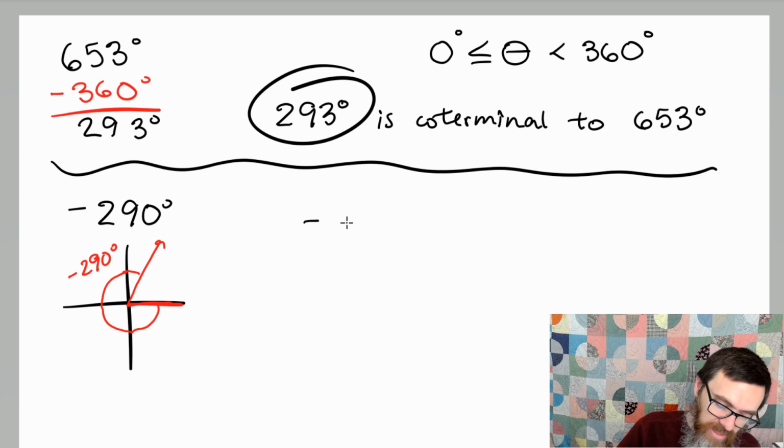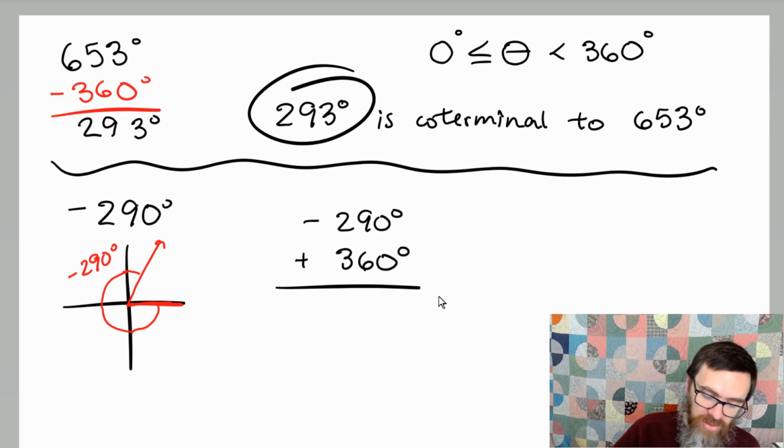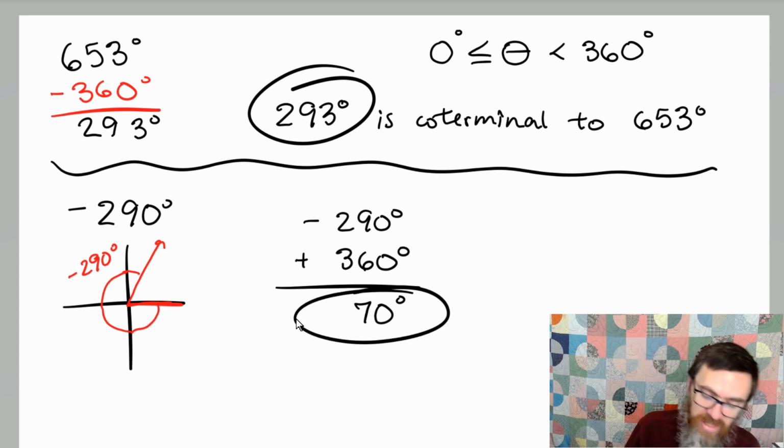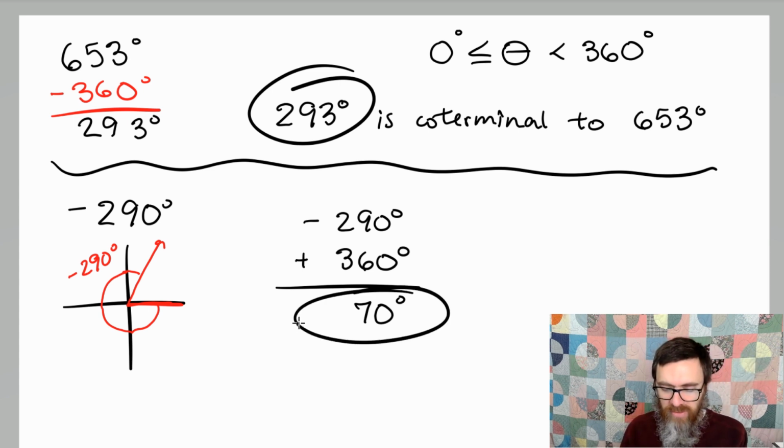But what if I take negative 290 degrees and add 360 degrees? When I do that, I end up at 70 degrees, which makes sense with my picture. So 70 degrees is the angle of least positive measure that's going to be coterminal to negative 290 degrees.